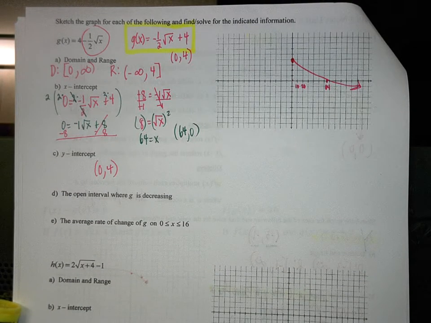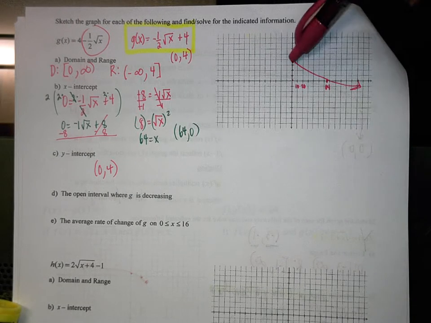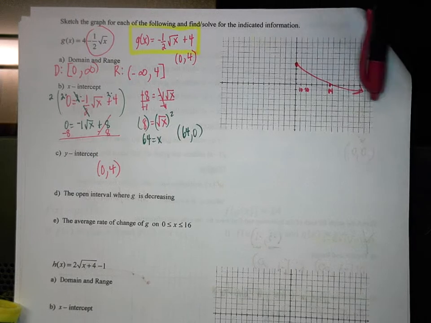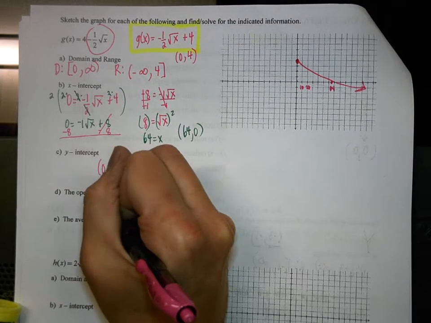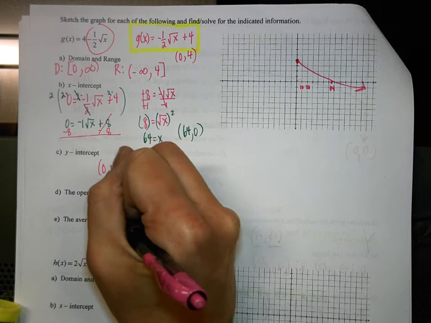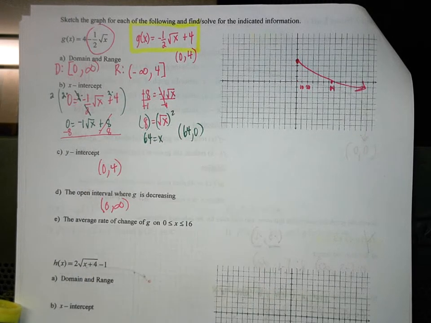Next question, the open interval where g is decreasing. And so again, starting from left to right, do you see how it's going down the whole time? So the whole entire graph is decreasing. And so that is my domain, which is 0 to infinity, and that is where my graph is decreasing.